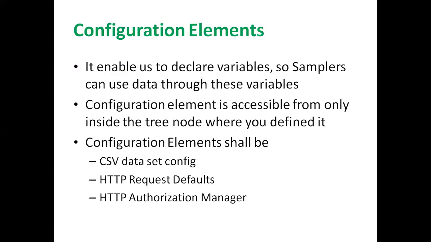Say for example, CSV dataset config. CSV dataset config is nothing but you can give values in the Excel through CSV dataset config, and you can call that Excel for your sampler as an input request. For that, the sampler will take the input from the CSV dataset config and hit the target server. And HTTP request defaults, HTTP authorization manager. Authorization manager is nothing but if you want to authorize your particular website, then you can use HTTP authorization manager.